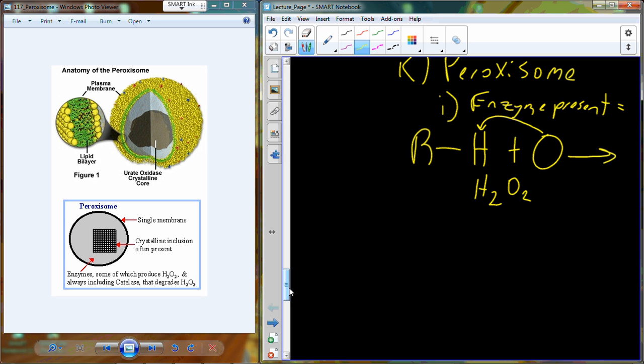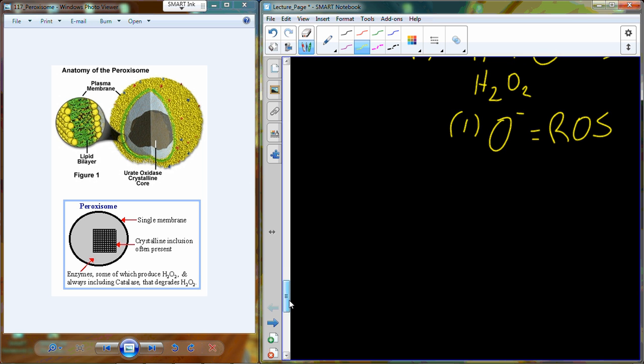So we'll take those reactive oxygen species, which are basically an oxygen that's out searching for a binding partner. It has an extra electron that's unbound. We want to bind that electron. Call that a reactive oxygen species. It is a natural biochemical byproduct of metabolism. So those reactive oxygen species can be picked up and converted into H2O2.